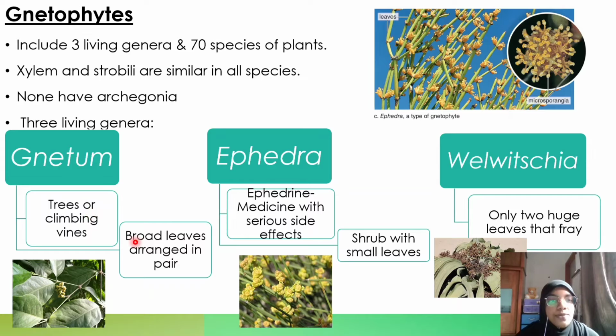Gnetum has broad leaves arranged in pairs, you can see in this picture. And then Ephedra looks like a shrub with small leaves like this. Ephedra contains ephedrine, a medicine with serious side effects, like nausea, anxiety, and insomnia. So doctors won't prefer using ephedrine during any treatment or medication because of the side effects.